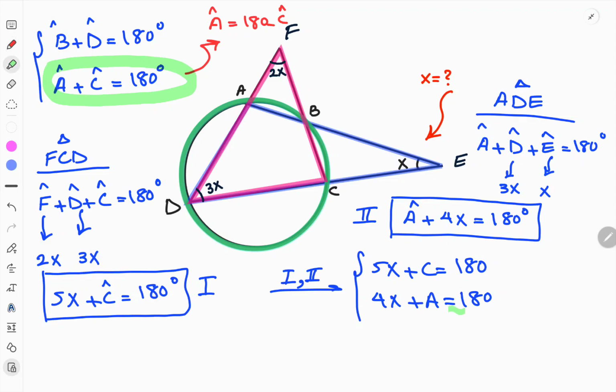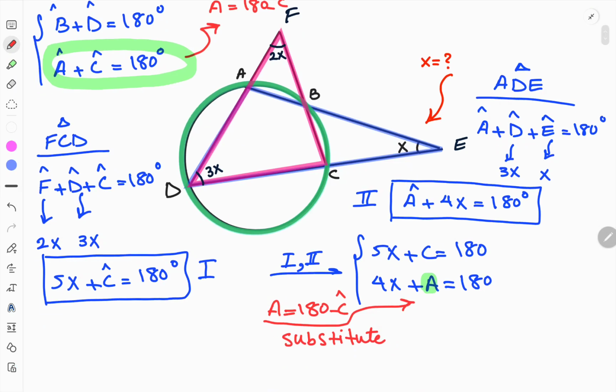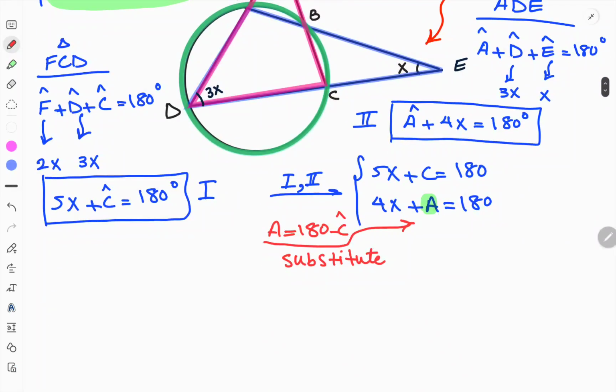And if you substitute 180 minus C in the second equation, the only variable that you have is C. So by this we can get rid of A. Okay, so let me rewrite this system of equations. 5x plus C is 180, and 4x plus, instead of A, we will have 180 minus C.